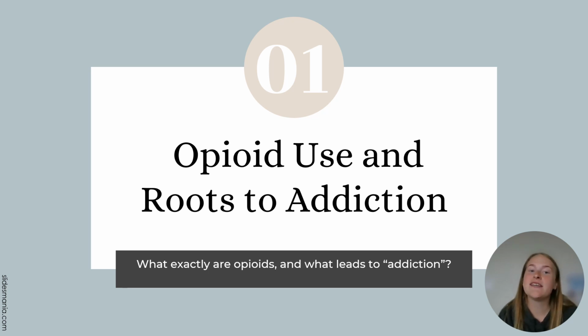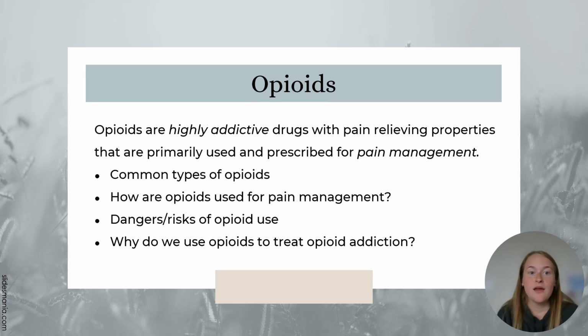So what exactly are opioids and what leads to addiction? Opioids are highly addictive drugs with pain-relieving properties that are primarily used and prescribed for pain management. Opioids can also induce euphoria, which is that feeling of being high, so there's a greater potential for misuse or abuse of them. Some common types of opioids include codeine, fentanyl, heroin, morphine, hydrocodone, hydromorphone, and Demerol.